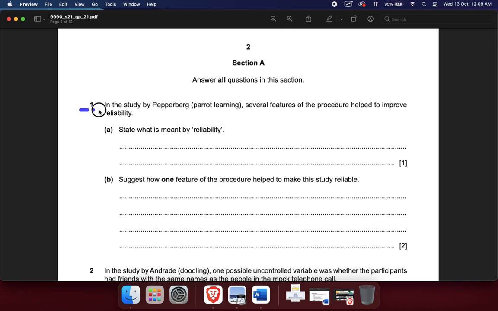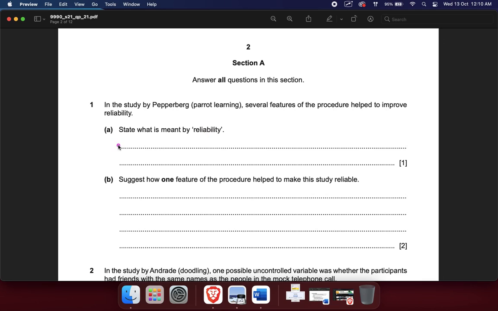Now, here's a question. In the study by Pepperberg on parrot learning, several features of the procedure help to improve reliability. Before you even answer the question, remind yourself, what is Pepperberg's experiment about, right? So Pepperberg was testing the intelligence of a parrot named Alex, whether Alex could tell the difference between what's same and what's different, whether he could have the cognitive ability to differentiate between similar and different things, right? And he could. He could identify different kinds of colors, textures, shapes, and so on and so forth.